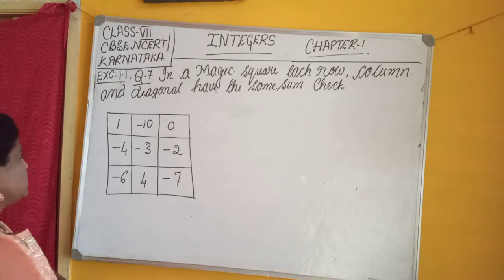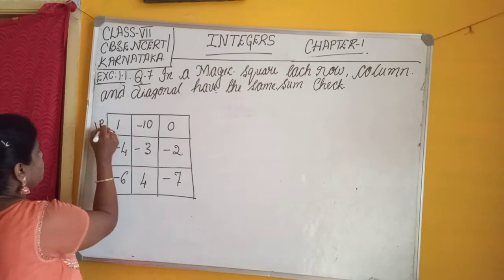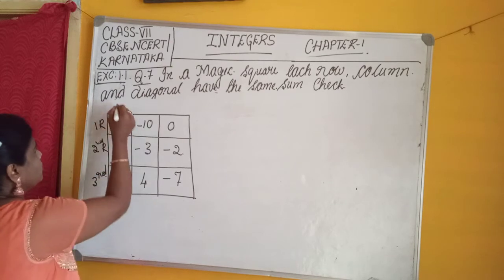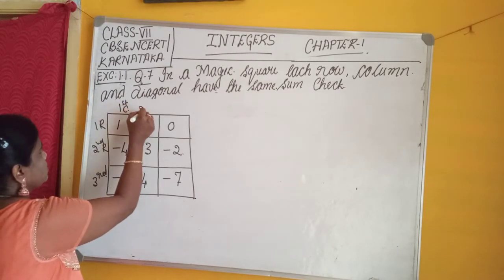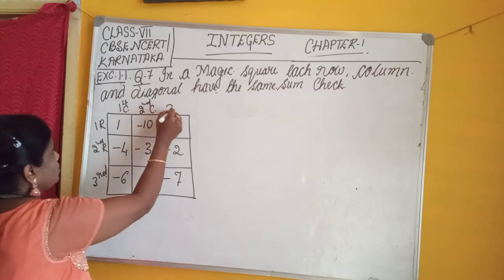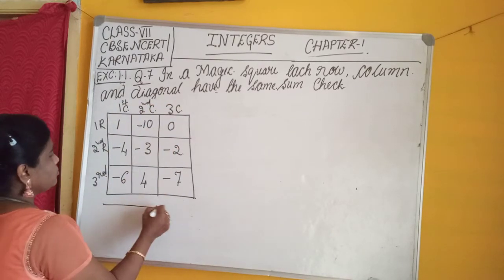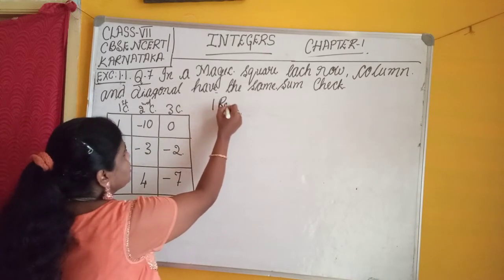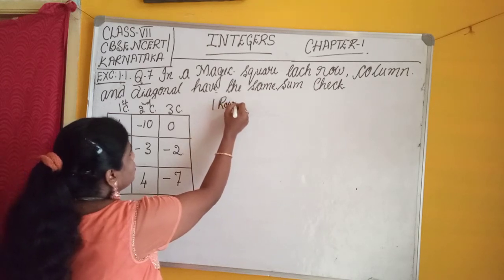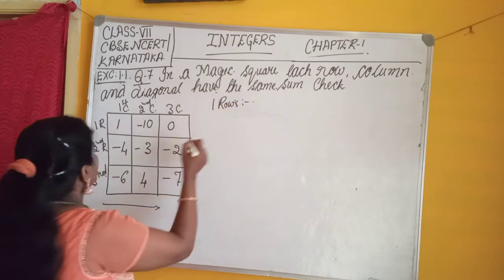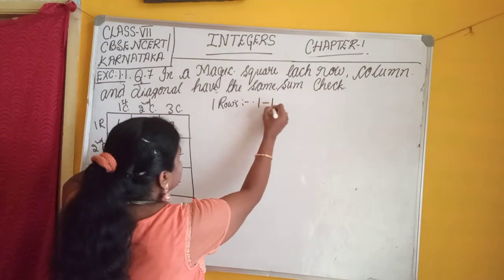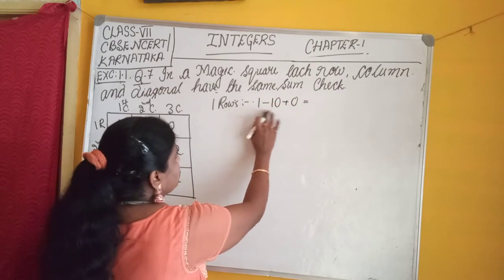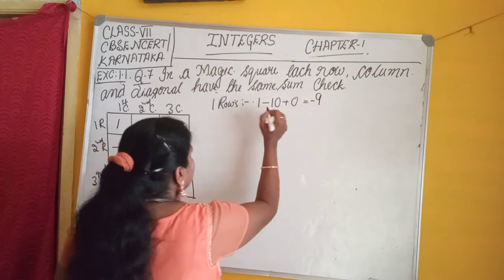We have to do the same procedure. Here are the rows: the first row numbers, the second row numbers and the third row numbers. And here this is the first column, second column and third column. Now write the numbers in the first row. We have to find the sum of the first row. First row we got 1, minus 10, 0. 1 minus 10 plus 0 is equal to 1 minus 10. That is, we take the difference and write the symbol of the greater number.